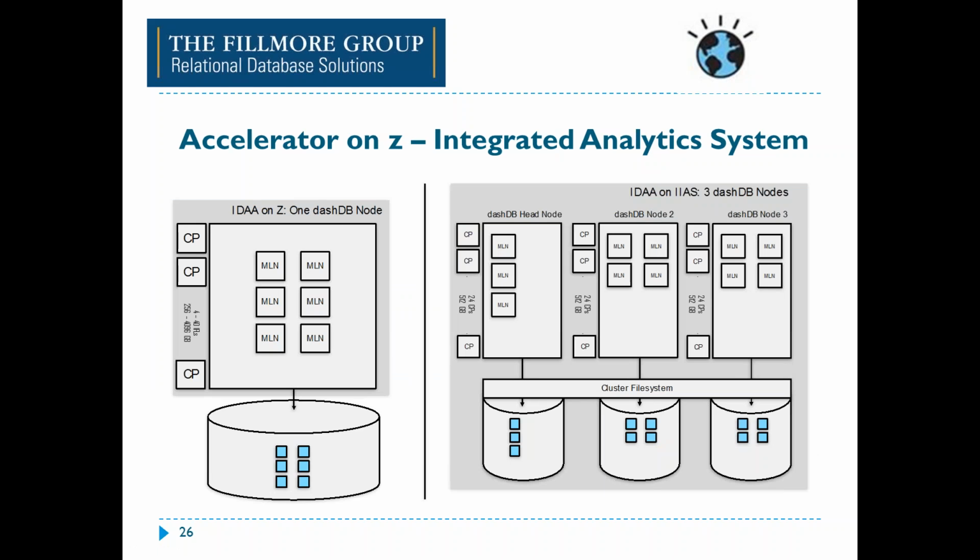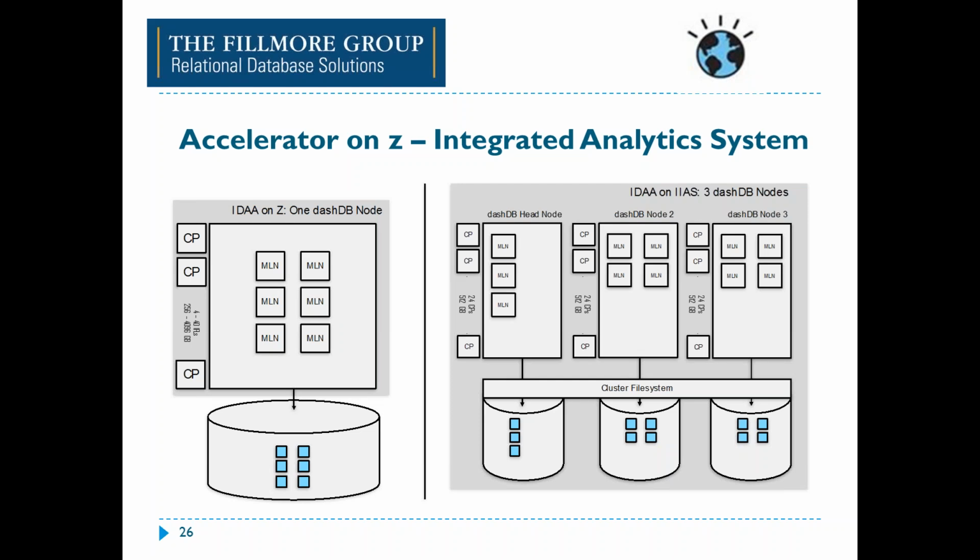Now, it's important to understand that whatever form factor you choose, whether you're using the IIAS or the Accelerator on Z, let me explain that again because I went into that a little bit earlier. The IIAS is a hardware appliance like the Netezza. Memory, processing capability, storage, all in one box with the software. You wheel it in, you network it up, and you're done.